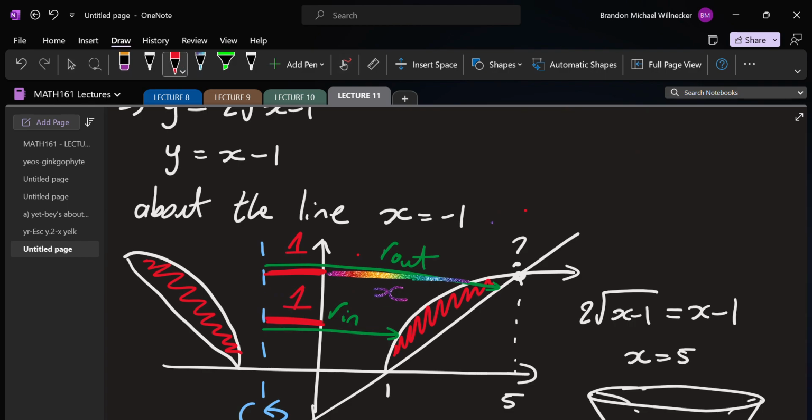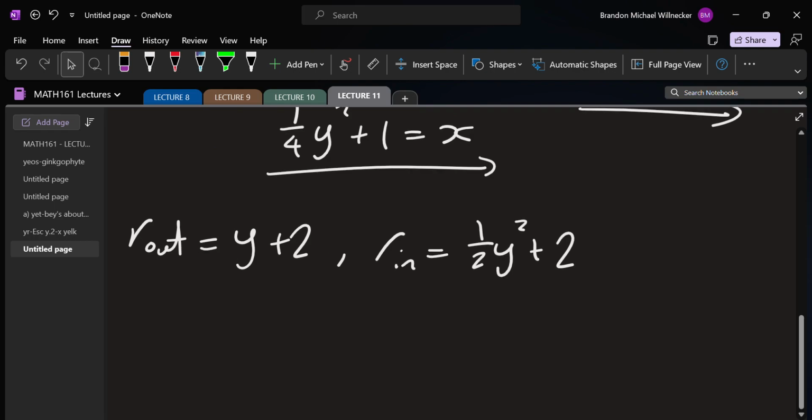For the root function, x is 1/2 y squared plus 1. We need to add 1 because of this extra distance here, this bit here. So we add 1. So 1 plus x, that's r in. And then for the top, 1 plus x, that's r out. We need to add that little bit in. Okay, that gives us r in and r out.